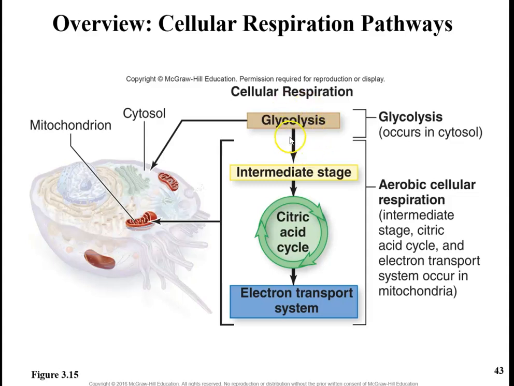ATP is produced in both glycolysis and the citric acid cycle as well. And then electron carriers are also produced in glycolysis and the citric acid cycle, and they take their electrons all the way to the electron transport system, or the electron transport chain, where they donate their electrons to oxygen and in the process make ATP.